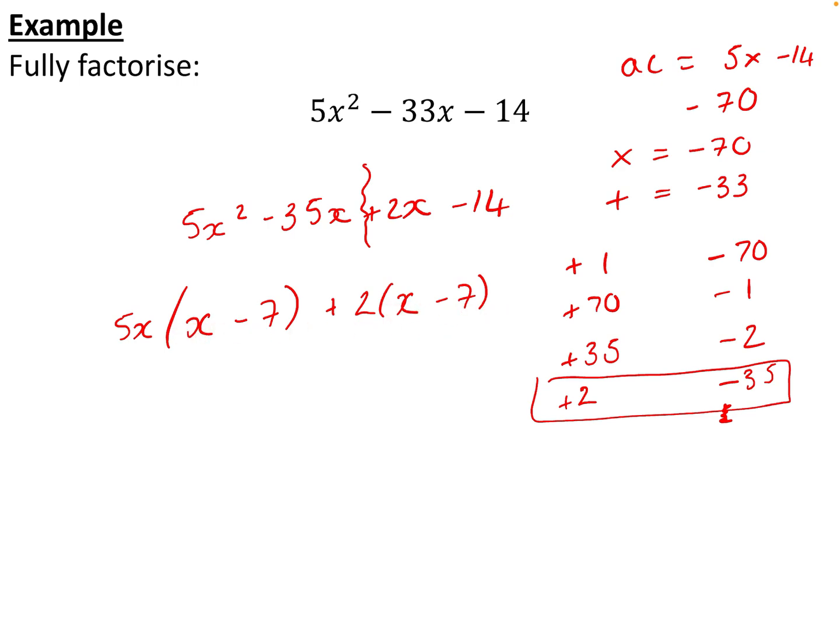And finally, I need to write into brackets. So I've still got x minus 7. And then I've got 5x plus 2. Again, if you were to expand this again, and get this answer up here, then you know you've factorised correctly. Please pause the video here and write this down as a further worked example.